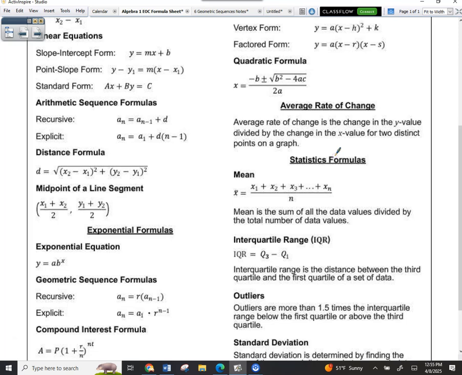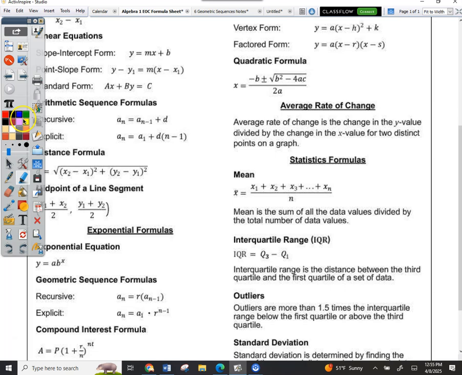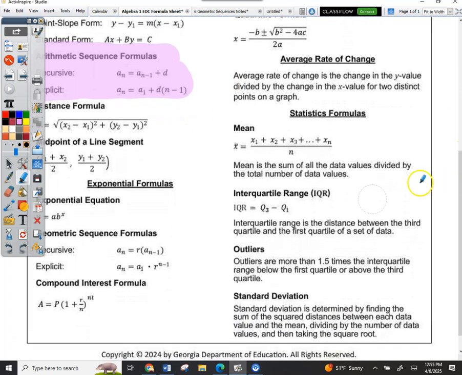Looking at your EOC formula sheet, can you please put your pencil on arithmetic sequences? Kanan, if you'll close your Chromebook so you're not tempted to play that game. Thank you. Put your pencil on arithmetic. Did you land here? Yes? No? Okay, put your pencil on geometric. Geometric. Did you land here?